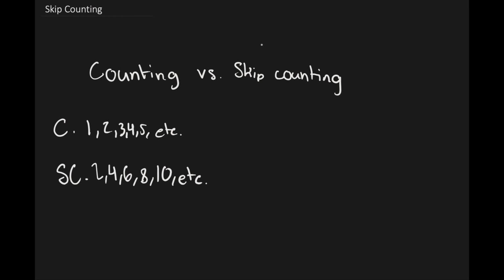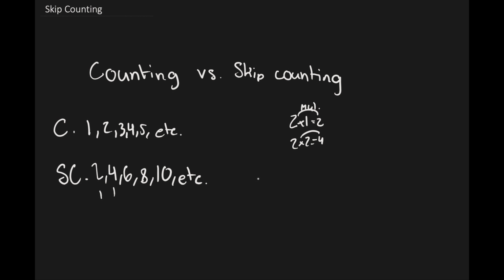Now what are multiples? Now we're going to show you that in multiplication. So 2 times 1 equals 2. So 2 is a multiple. Okay? 2 times 2 equals 4. So 4 would also be a multiple.